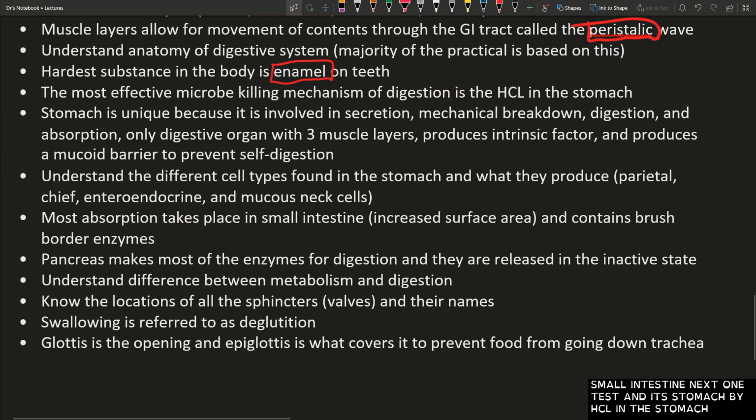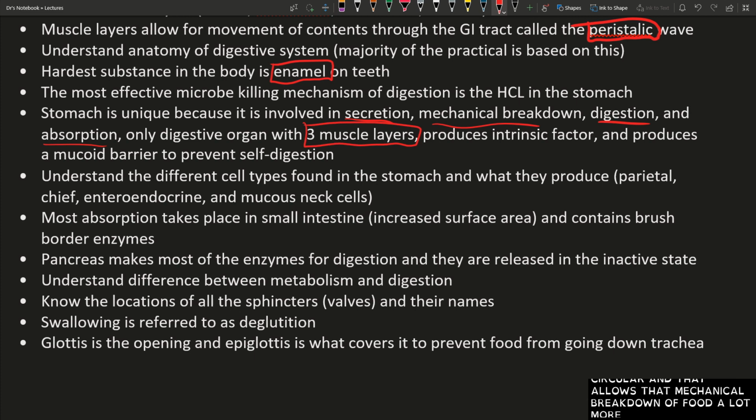And the stomach is also unique. So I guess when in doubt on this exam, guess stomach, because it's involved in secretion, mechanical breakdown, digestion, and absorption. And it's also the only digestive organ with 3 muscle layers. Remember, it has the oblique, longitudinal, and circular, and that allows that mechanical breakdown of food a lot more. It also produces intrinsic factor. Remember, intrinsic factor is required for vitamin B12 absorption in the small intestine. And it also produces a mucoid barrier to help prevent self-digestion because that HCl would break it down too fast.